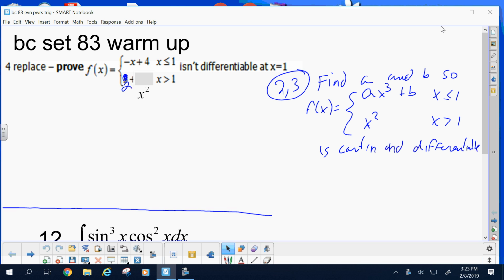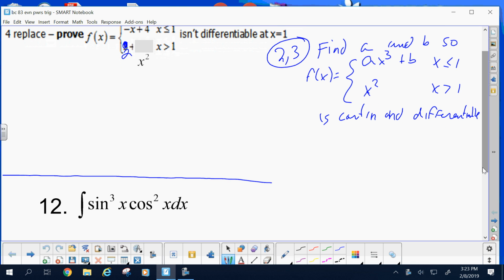This is the warm-up. I recommend you do 2 and 3 first. On 2 and 3, you're trying to find the perfect A and B to make this handoff of a cube into a parabola both smooth, so it's continuous, and differentiable, so there's no sharp turns. You should treat both of those with limits.